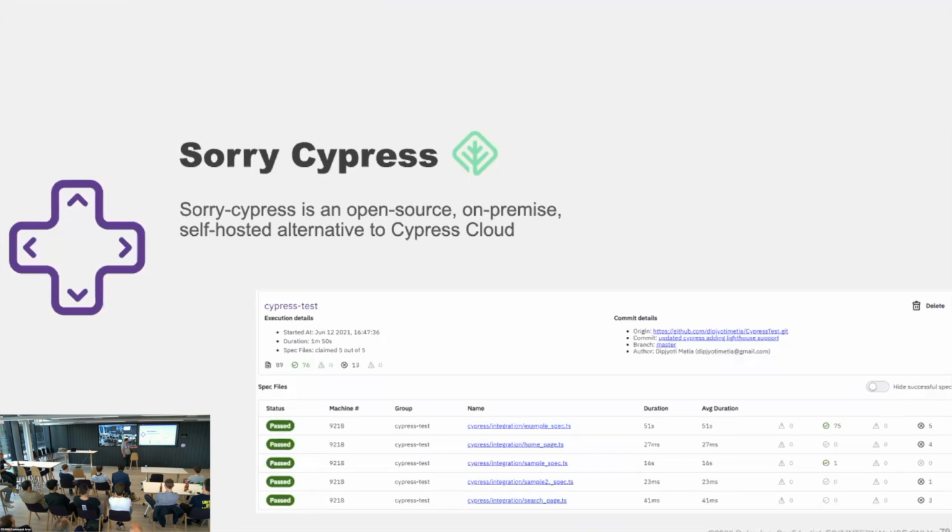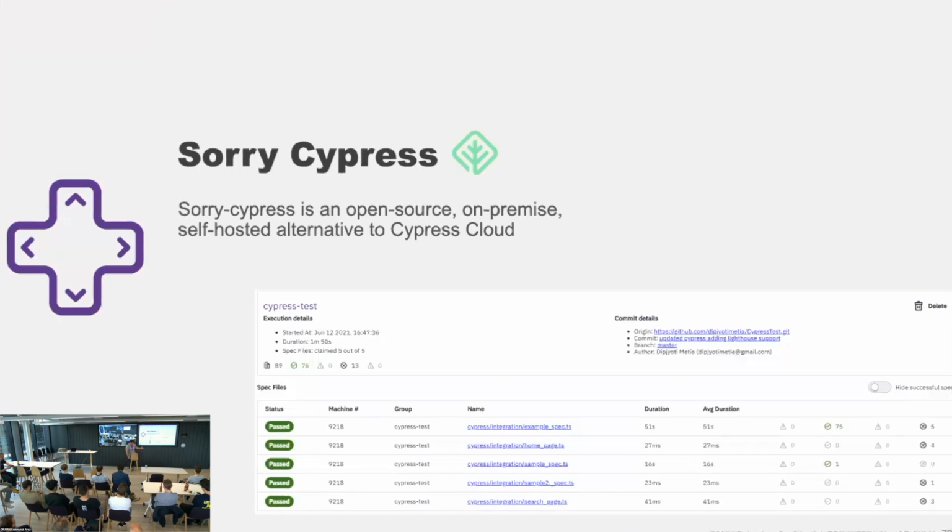This was built by someone that had the same issues we have, where they can't really take the code out of the company because of lawyers and finance people, and they wanted to make sure that they can still run their tests and parallelize them. So he built Sorry Cypress, which a lot of people contribute to, and is a one-to-one alternative.